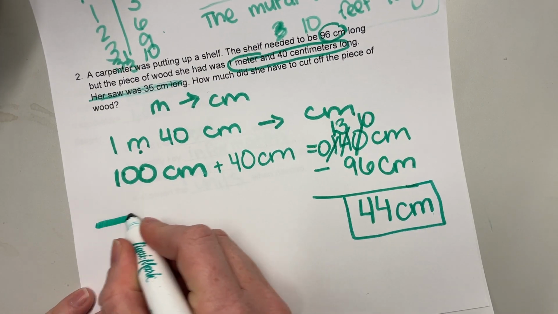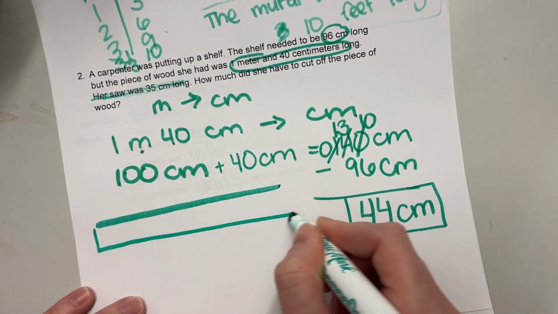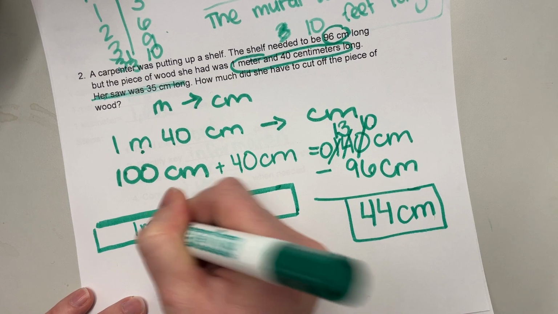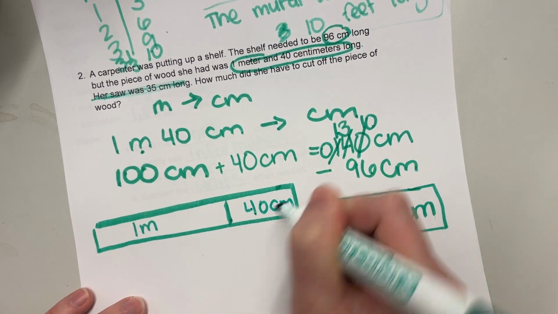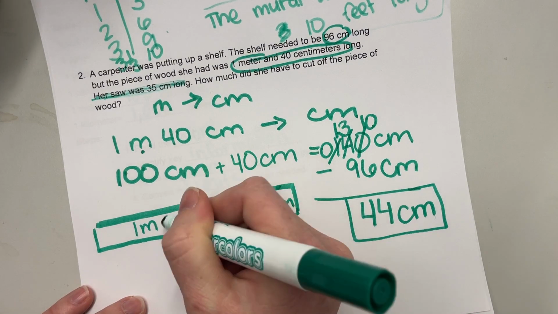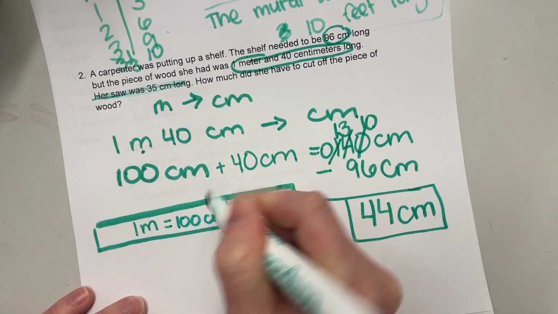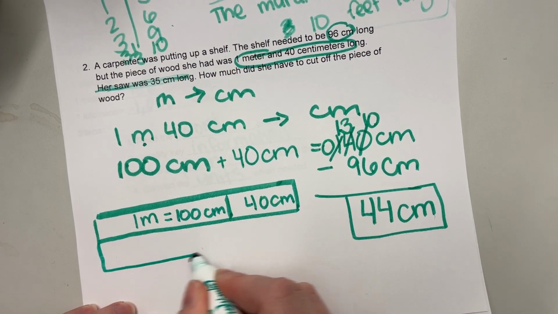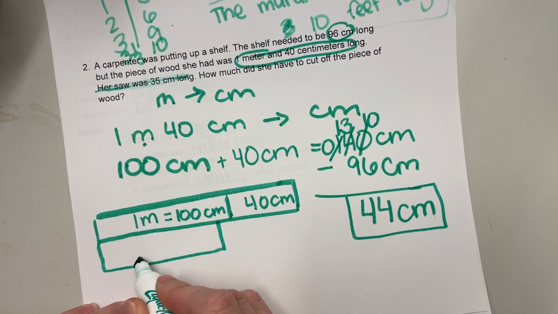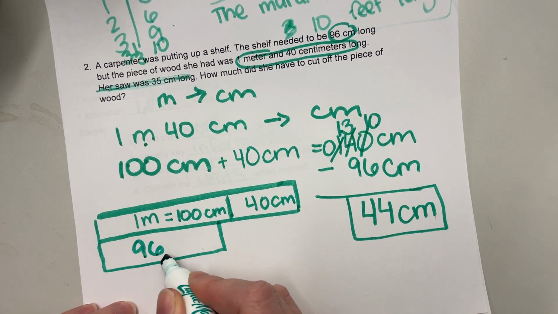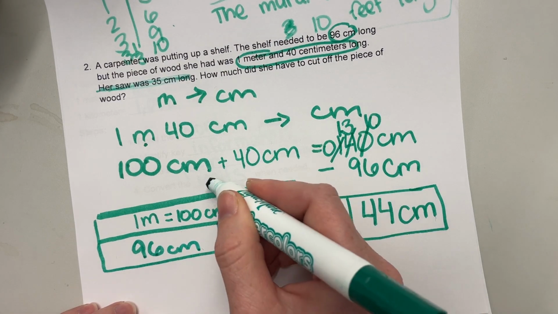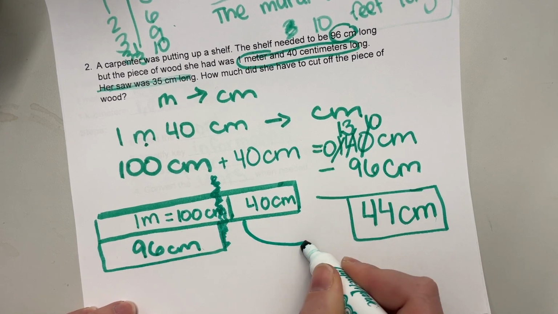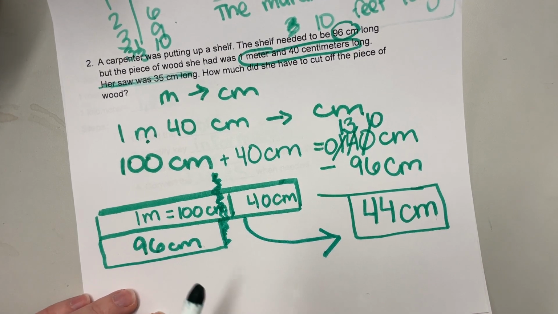And I'm just going to visually draw this out for us. So we have right here, this is going to be our 1 meter, and this is going to be the 40 centimeters. This is also equal to 100 centimeters, which is what we said. And then we're going to show, this is her 96 centimeters for her shelf. So what we're doing is we are cutting off this amount. So this amount that we cut off is equal to 44 centimeters.